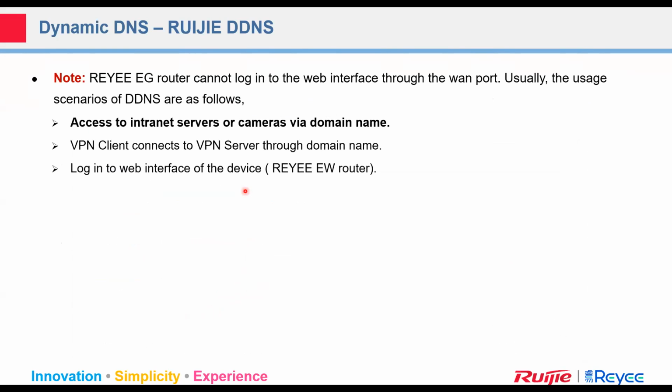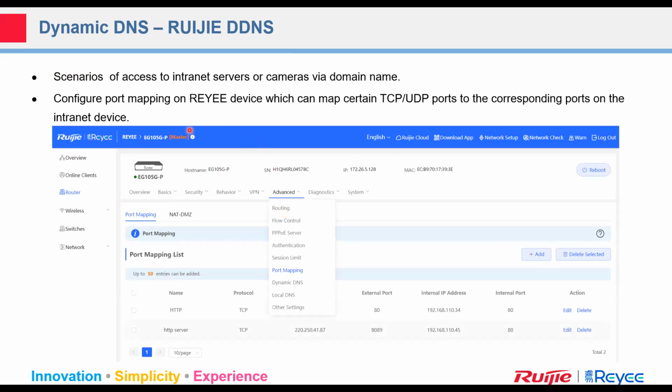So this DDNS is suitable if you want to access the intranet server or camera via that domain name, or you want to connect to a VPN server using that domain name, or to log in to the web interface of the device. So here, these are scenarios where you access the intranet servers or camera by domain name.